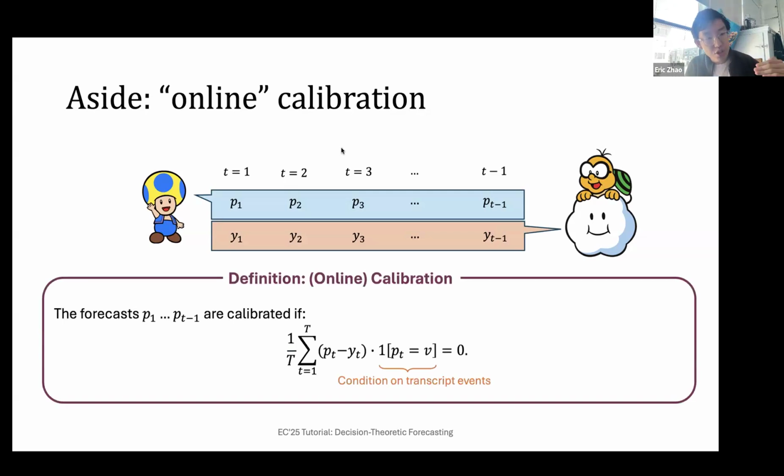And calibration there is: if I look at my empirical distribution of forecasts and I condition on different events in my transcript, am I still unbiased? This is a very powerful notion, as you'll see a bit more in the second half, because this is a notion of calibration that makes sense even if the data coming in is not independent and identically distributed. For example, if I'm trying to forecast the weather and I don't have access to a lot of features, then the data would appear very non-IID, and so you would need this type of online calibration perspective.